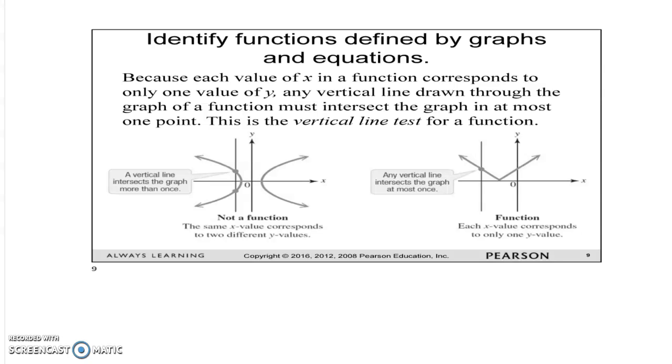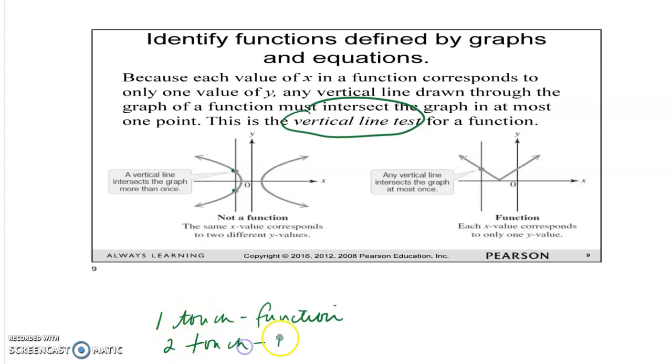An easy way to tell by a graph if it's a function or not is by the vertical line test. We should be able to draw a vertical line anywhere on that graph or anywhere on that coordinate plane, and if it touches the graph more than once, it's not a function. So it can only touch it one place. One touch, it's a function. Two touch, not a function.